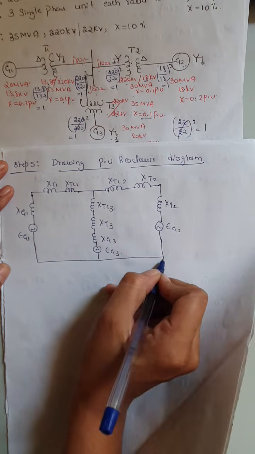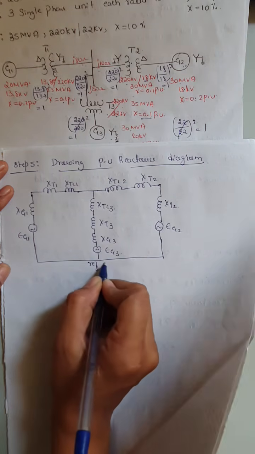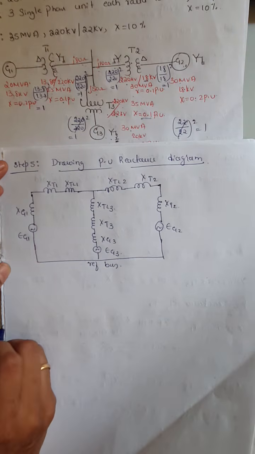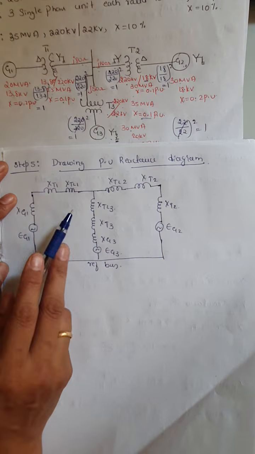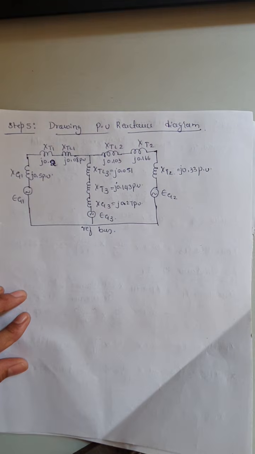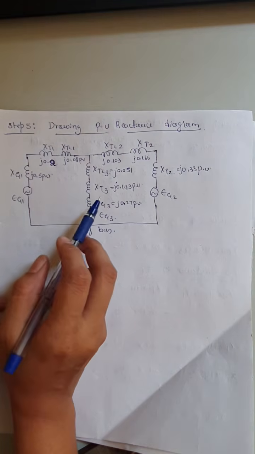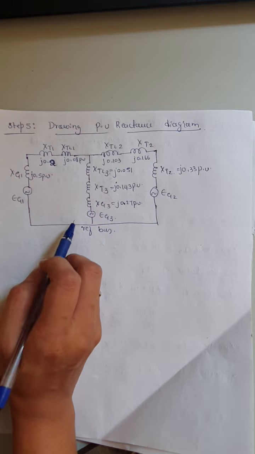So now this completes the reactance diagram. Before that you need to mention all the reactance values that we solved in step 3 and step 4. Now I have written all the reactances. So this completes the given problem.